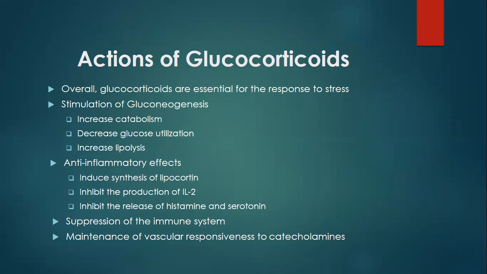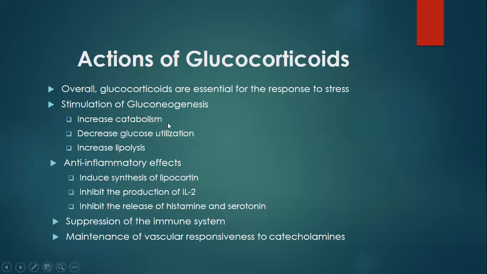Glucocorticoids have many actions or roles in the body. Overall, your glucocorticoids are essential for the response to stress. And what are these responses? It stimulates gluconeogenesis by the following mechanisms. Glucocorticoids increase protein catabolism in the muscles and decrease protein synthesis, thereby providing more amino acids to the liver for gluconeogenesis. So in other words, it increases the level of your glucose for energy production.